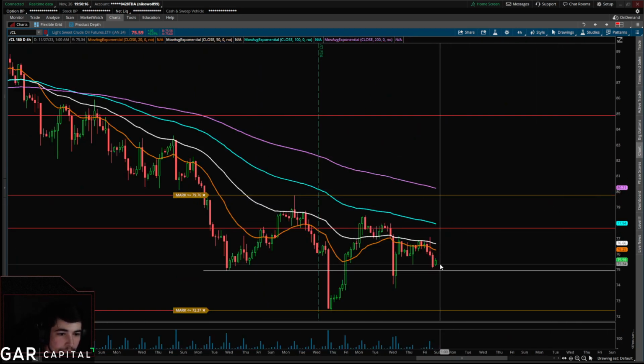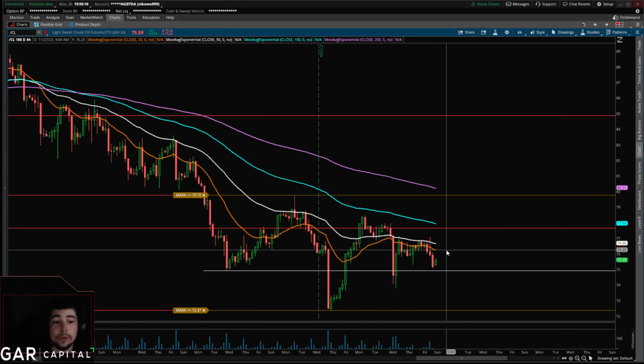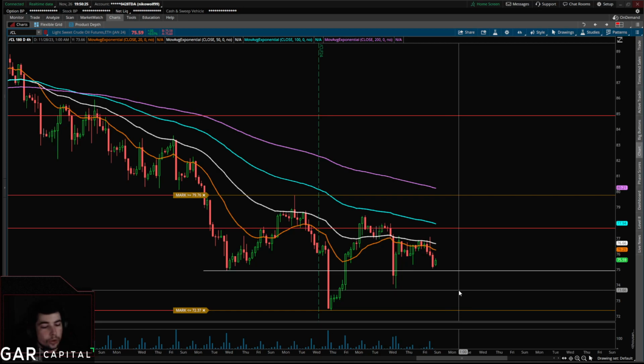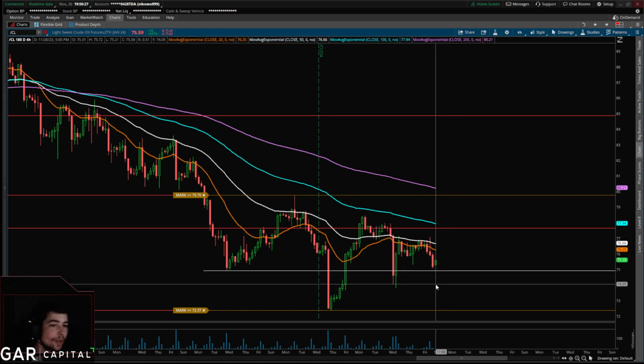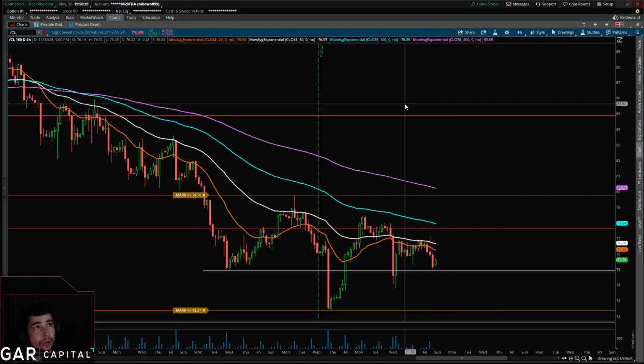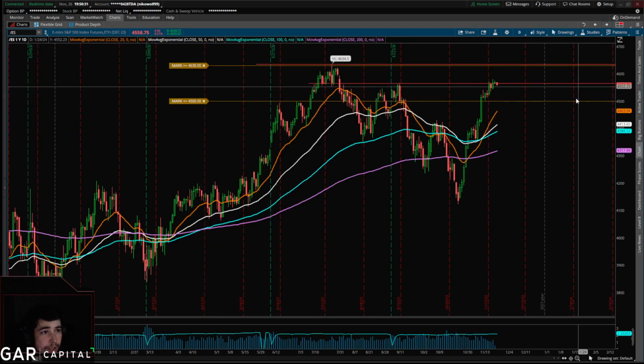Again, you're getting a bit of a bounce here. Maybe we come up to this level here of 76.25, and maybe price action gets shorted back down. Not sure, but we'll see what we get. Other than that, that's all she wrote. Let's see how we open up Monday.